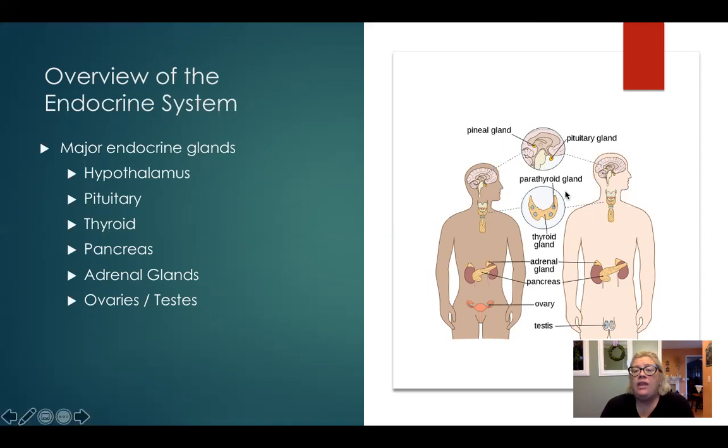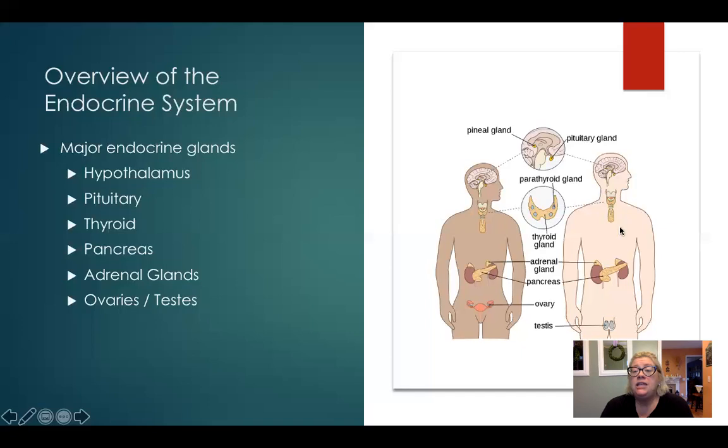Next, we have the pancreas. Now, the pancreas is right here. Normally our stomach would be right here, and the pancreas kind of wraps behind the stomach. The pancreas is one you may have heard about, because it is going to be involved with producing two hormones that are very important in regulation of blood glucose levels. So if you know anyone who has diabetes, they have issues with the hormones that are produced in the pancreas.